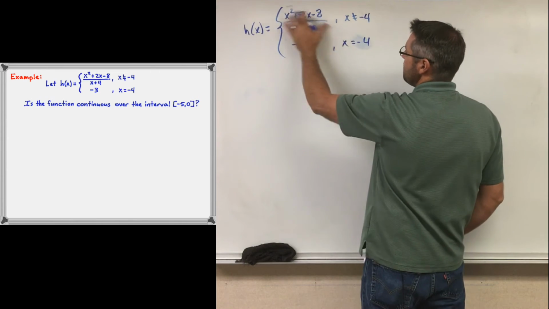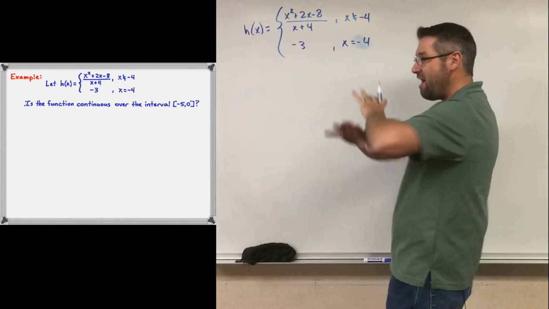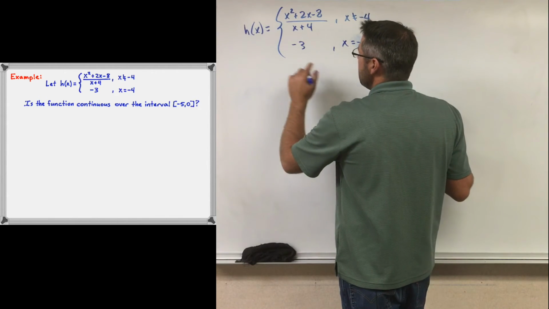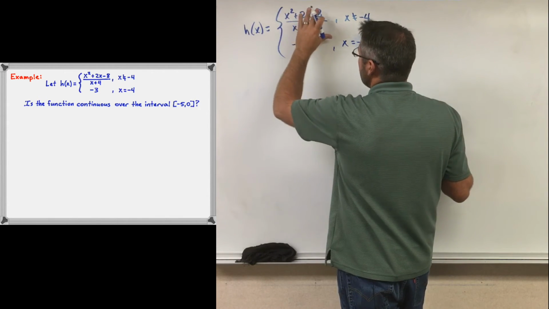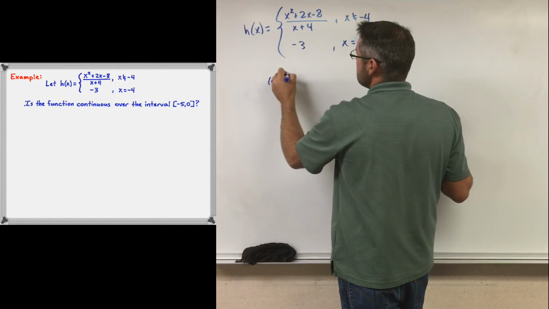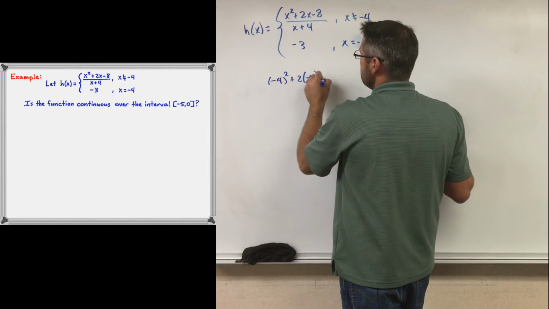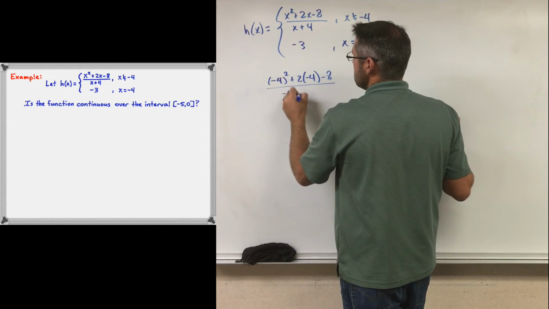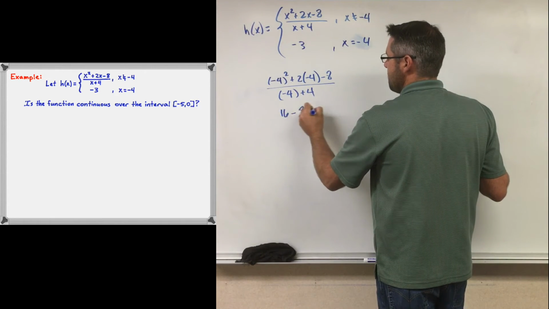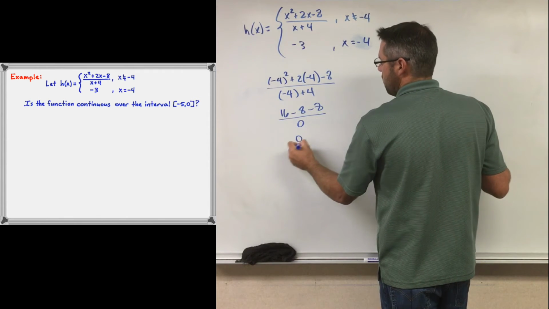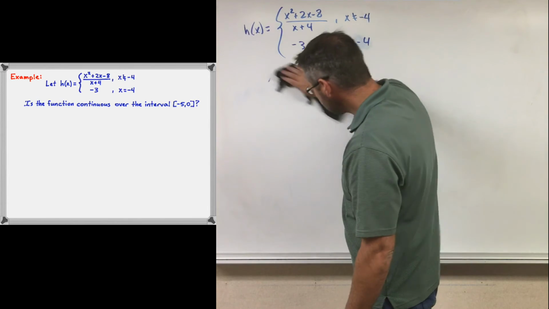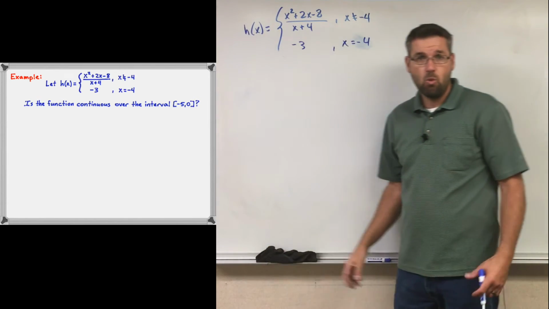Now notice this part of the function, the upper part here, is everything except for a singular point. So what we're going to do is figure out by substituting what we get. So if I plug in negative 4, obviously, that's always a good idea to see if that matches. Essentially, I'm trying to figure out a limit here. So this is going to be 16 minus 8 over 0, and that's 0 over 0. It's indeterminate, okay?